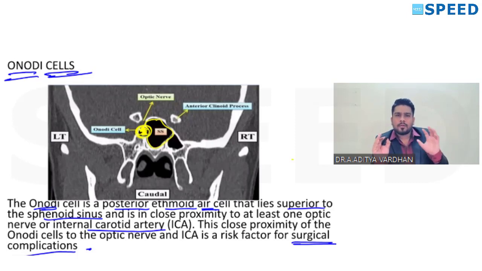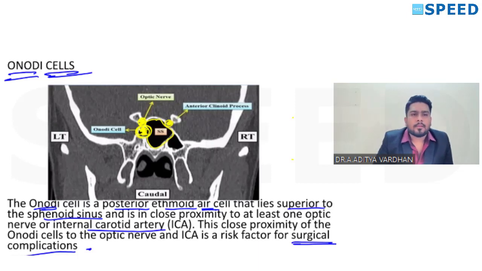Friends, it will be very difficult for you to grasp the optic nerve here, but I will highlight it. Look above the Onodi cells, you are seeing, right? This is the optic nerve. They won't ask you just this diagram; I am saying the Onodi cell will be lying very close to the optic nerve, and it will be appearing very close to the internal carotid artery. That's why while performing endoscopic operations of this area, you can damage the Onodi cells, and that leads to damage of either the internal carotid artery or the optic nerve. Both are very serious complications. That is the importance of Onodi cells. Okay, applied ENT.